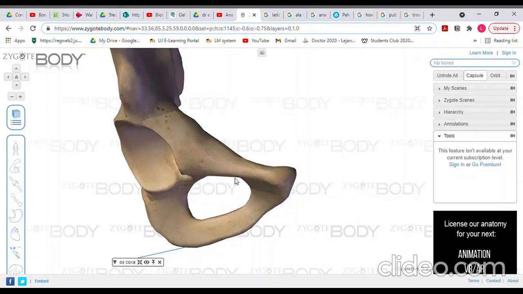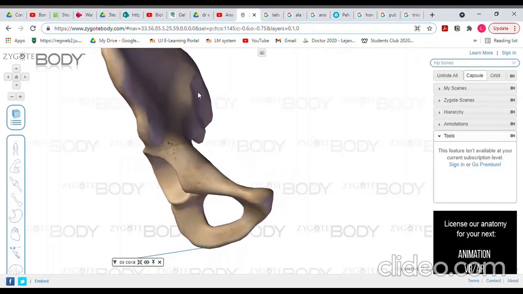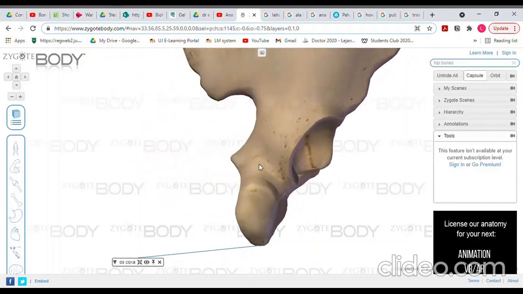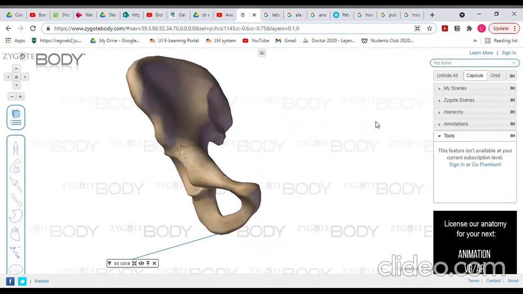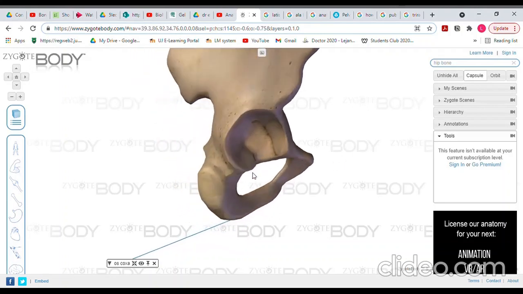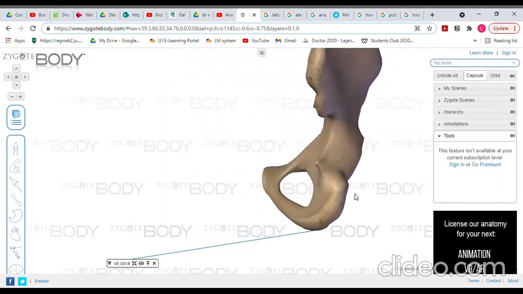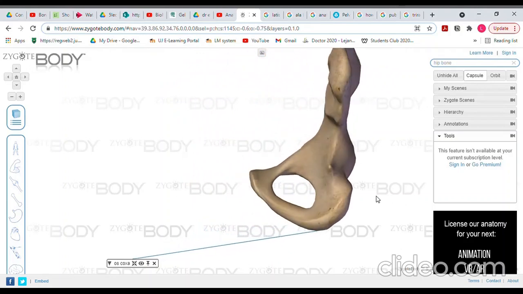Okay. So we talked about the ileum, and we talked about the pubic bone, and there is one last bone, the ischium. This is the ischium. The last bone we want to talk about is the ischium. We talked about the ileum and the pubic bone, and the ischium remains. What do we have to know about the ischium? First, it has a body.